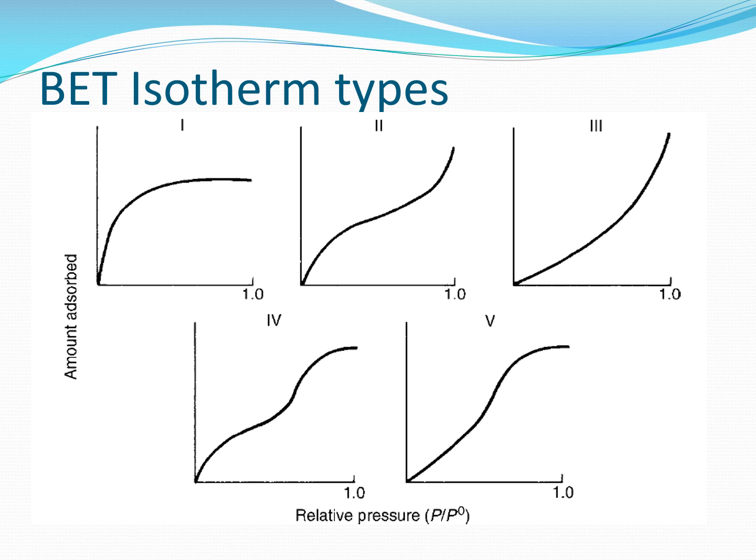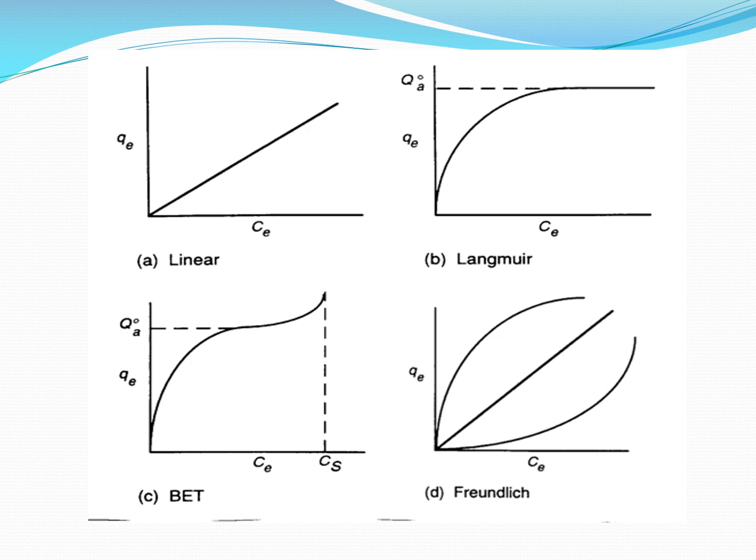So these are the 5 types. Now again you can see here, now I think you easily understand what's happening and why there are different types of BET isotherms. So let us conclude today's lecture. We have discussed the different adsorption isotherms.